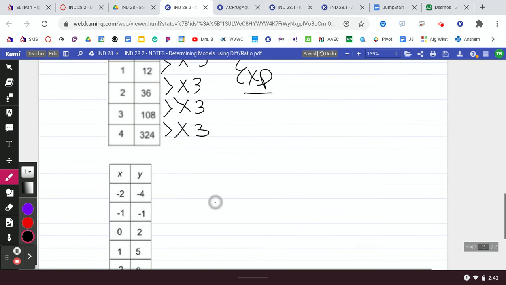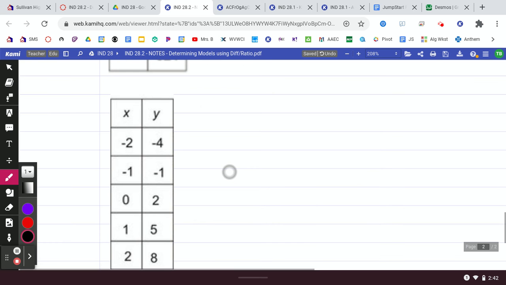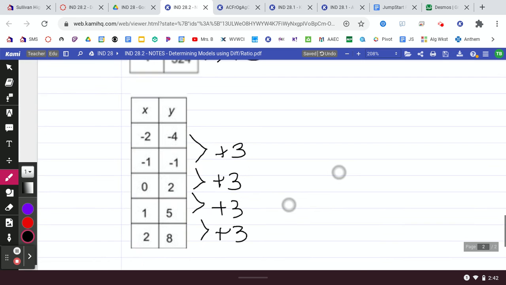Okay, last one. Let's check it. -4 up to -3 is a +3. Then up to +2 is another +3. 2 to 5. 5 to 8, linear.